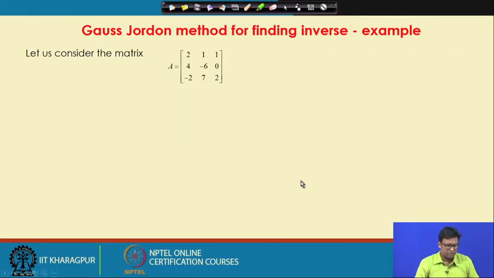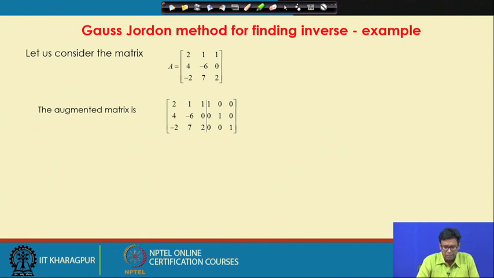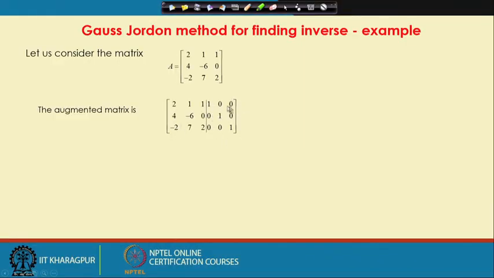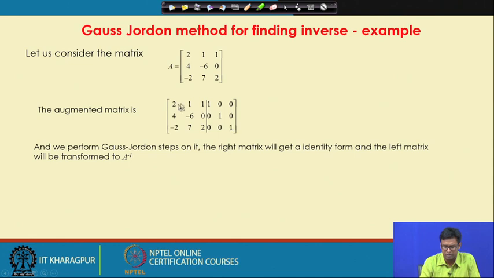So, we consider the same matrix A: 2 1 1, 4 minus 6 0, minus 2 7 2. For the augmented matrix, we are now augmenting it with the identity matrix, because we want to transform the identity matrix to A inverse also. Same thing with 1 0 0, 0 1 0, 0 0 1. This 3 by 6 matrix we will try to reduce to echelon form.